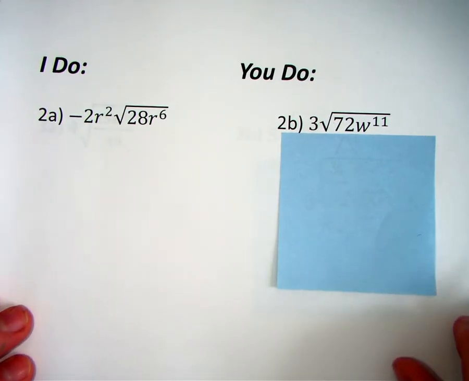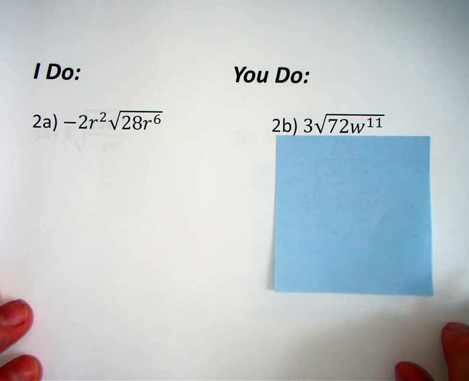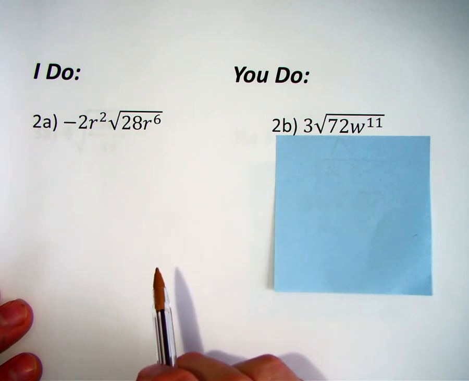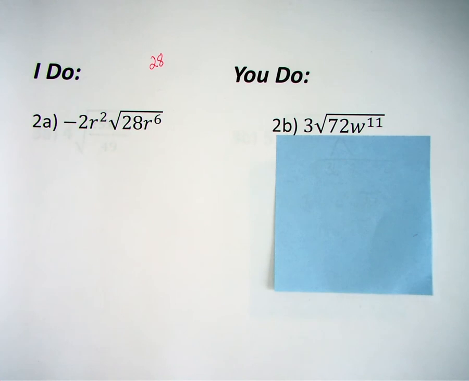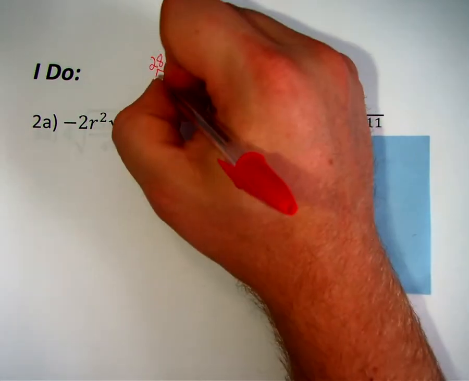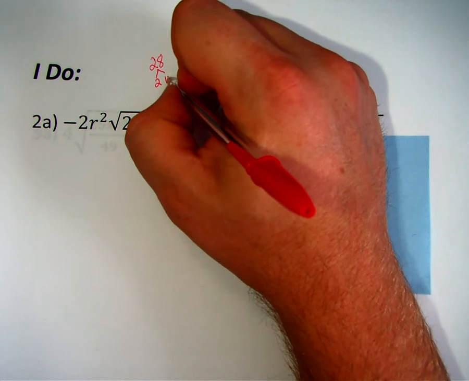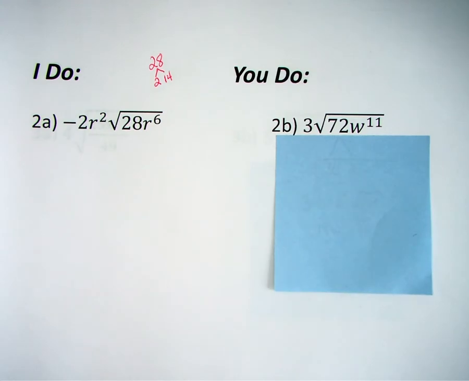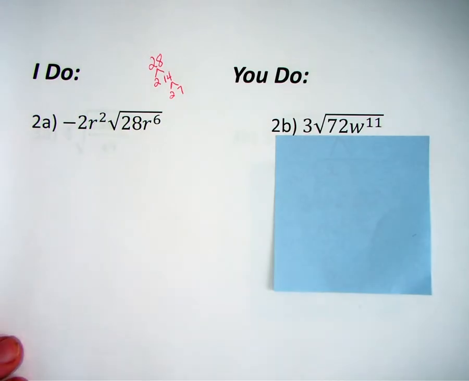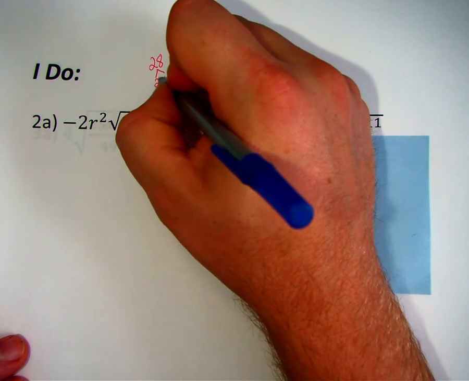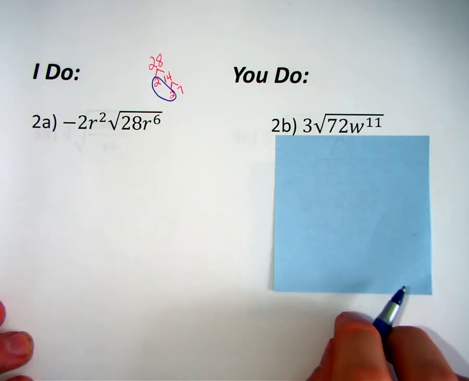Let's try another one. Negative 2r squared root 28 r to the 6th power. And so we're looking for our factors of 28. And I'm going to do this a little bit differently. I'm going to go ahead and take my 28 up here so that I can factor it down. So our factors, since it's an even number, 2 and 14, and then 14 is an even number, so that gives me 2 and 7. And I can see that I have a pair of 2's, and the 7 is going to remain in.